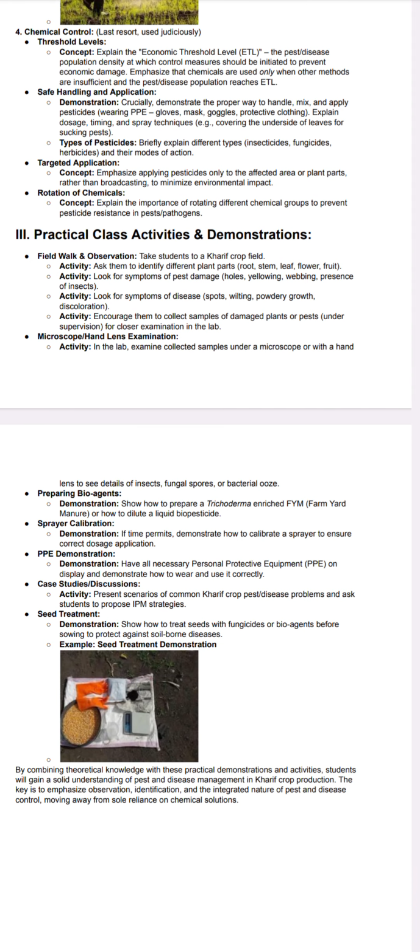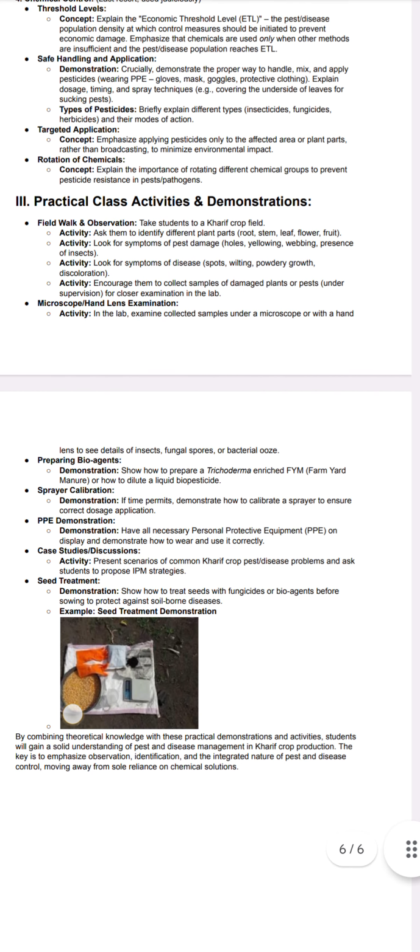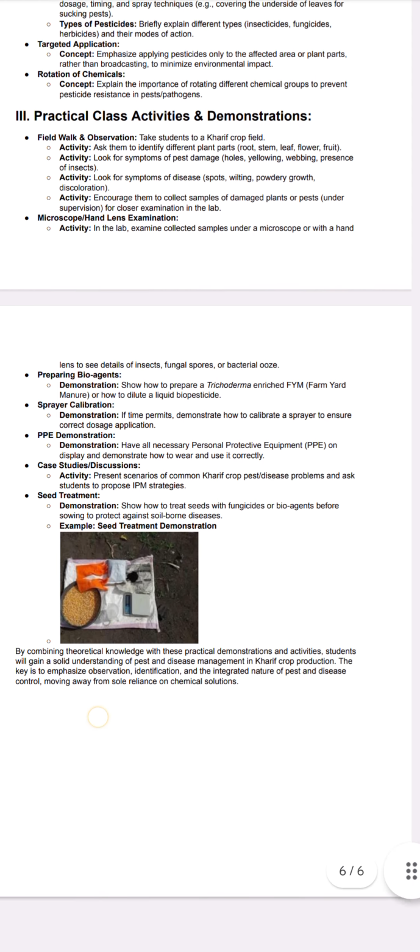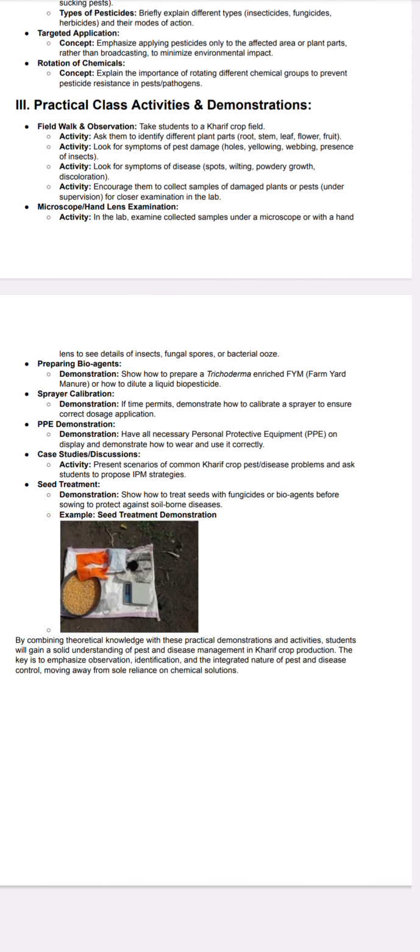Microscope or hand lens examination in the lab. Examine collected samples under a microscope or with a hand lens to see details of insects, fungal spores, and bacterial ooze. Preparing bioagents: showing how to prepare Trichoderma-enriched farmyard manure, and how to dilute a liquid biopesticide. Sprayer calibration: if time permits, demonstrate how to calibrate a sprayer to ensure correct dosage application.